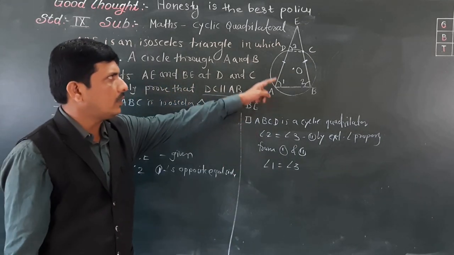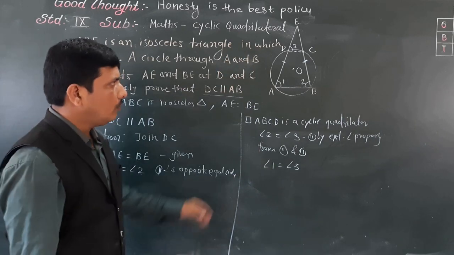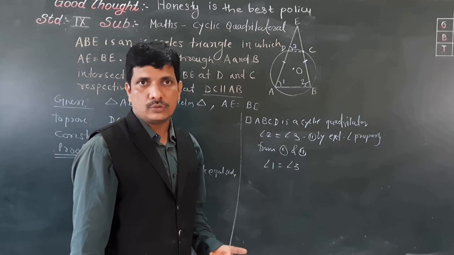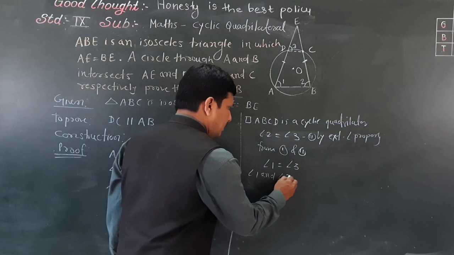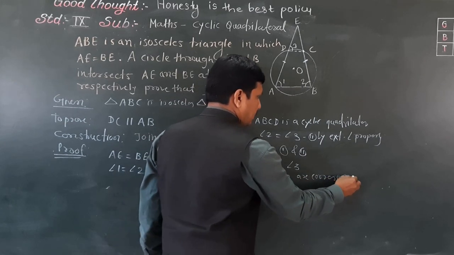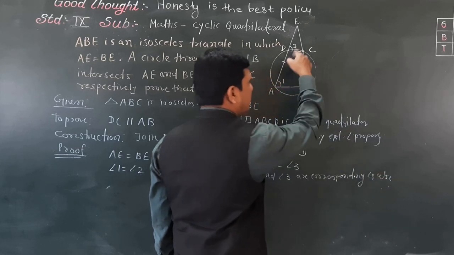Understood? Angle 1 and angle 3 are equal. If angle 1 and angle 3 are equal, these are the corresponding angles also. Angle 1 and angle 3 are corresponding angles of each other.